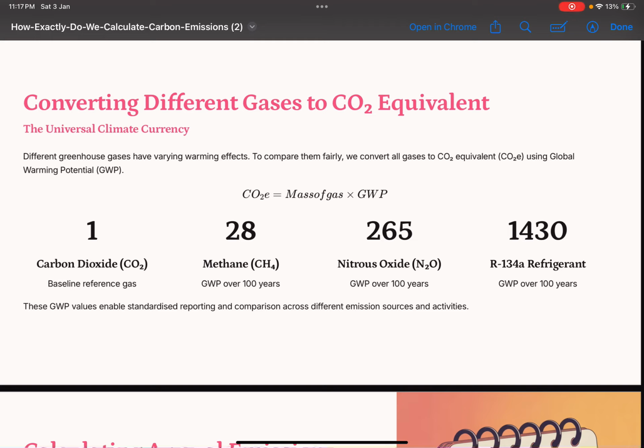So then what is the CO2 equivalent of 1 kg of methane? We would say that the CO2 equivalent of 1 kg of methane is 28. What is the CO2 equivalent of nitrous oxide? 1 kg of nitrous oxide is equivalent to 265 kgs of CO2 equivalent. So the common currency now is CO2 equivalent, which is used for carbon accounting.